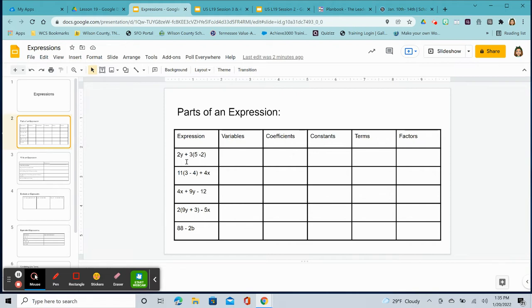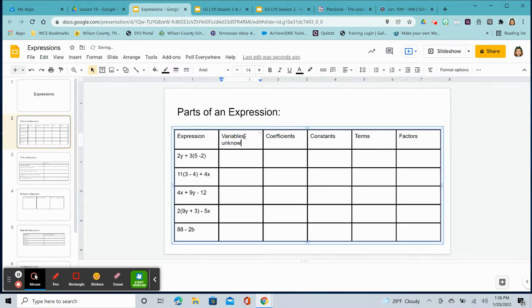So once we knew that expressions were this combination of numbers and letters and symbols that express a mathematical sentence, then we learned these parts. So we have variables, coefficients, constants, terms, and factors. And variables are your unknowns, typically represented with a letter. Coefficients are multiplied times a variable. So they sit next to a variable.